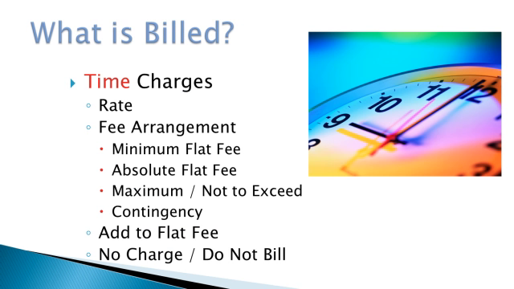The second question is, what is billed? There are generally two categories of charges on a bill: time charges and expenses. What you charge for and how you show it on the bill can vary by section and client. There are two types of fee charges: time charges and fixed fee arrangements.